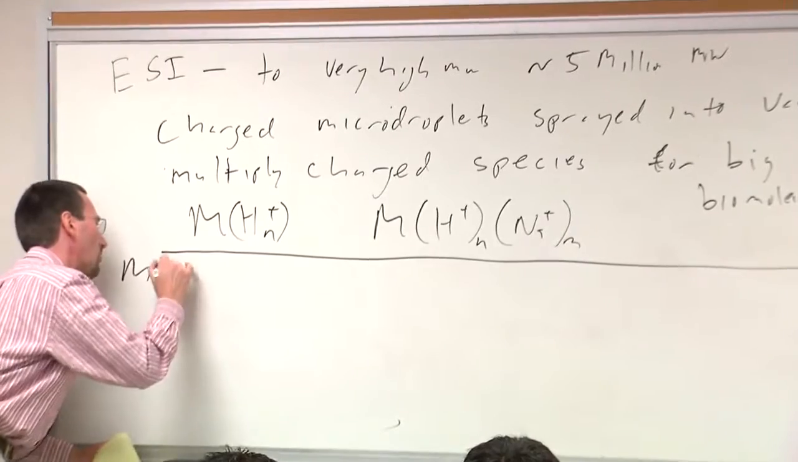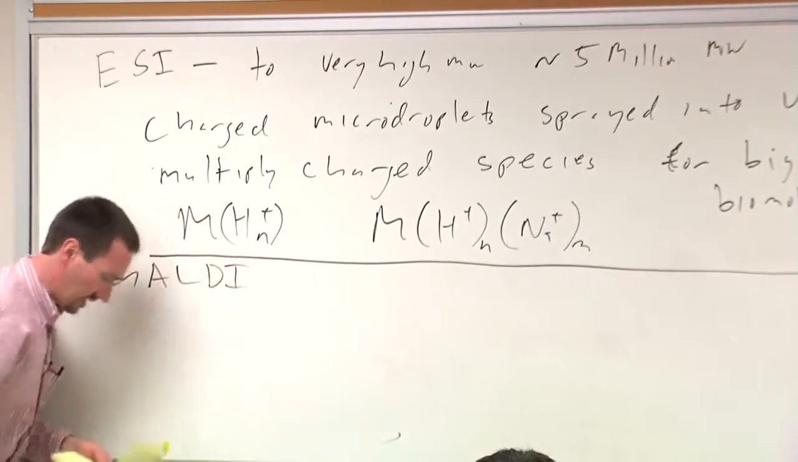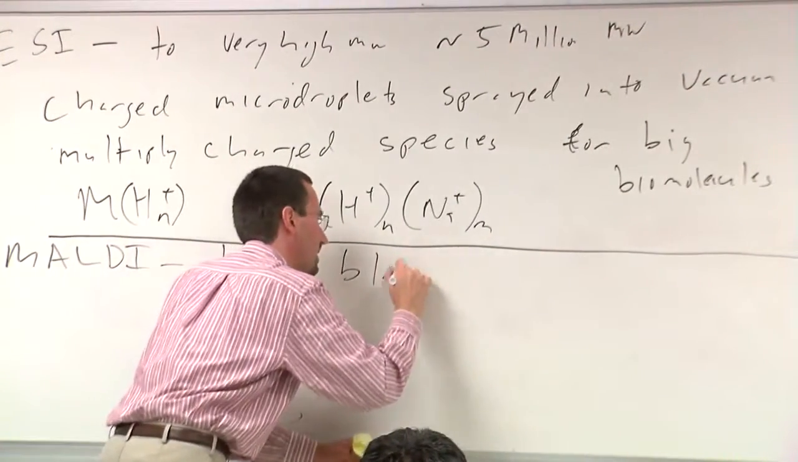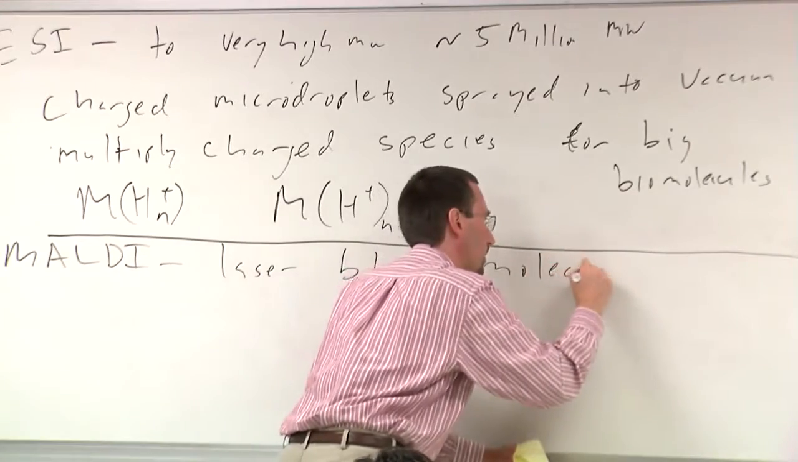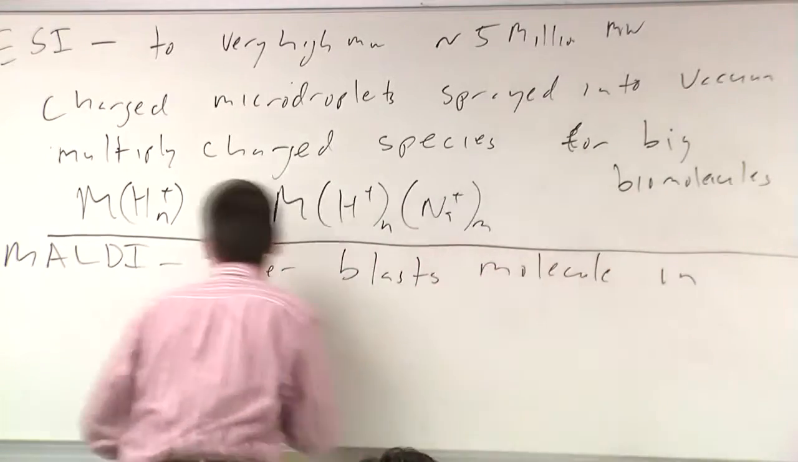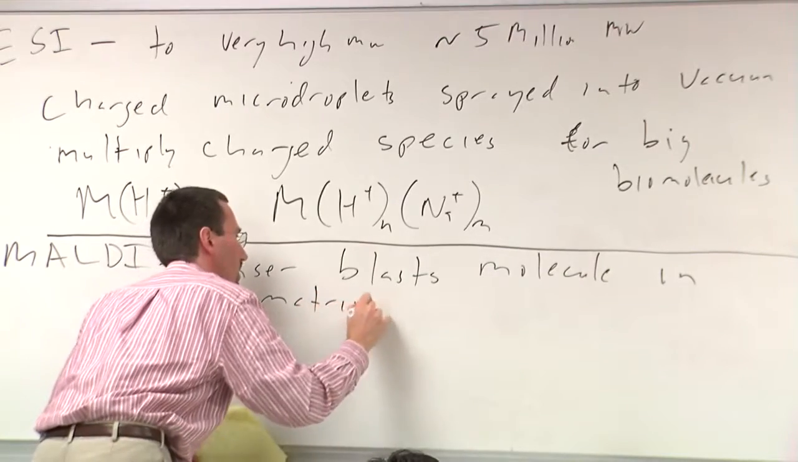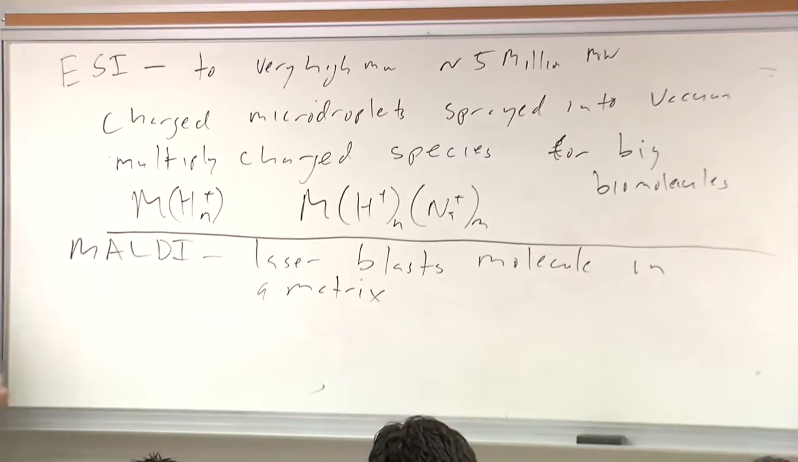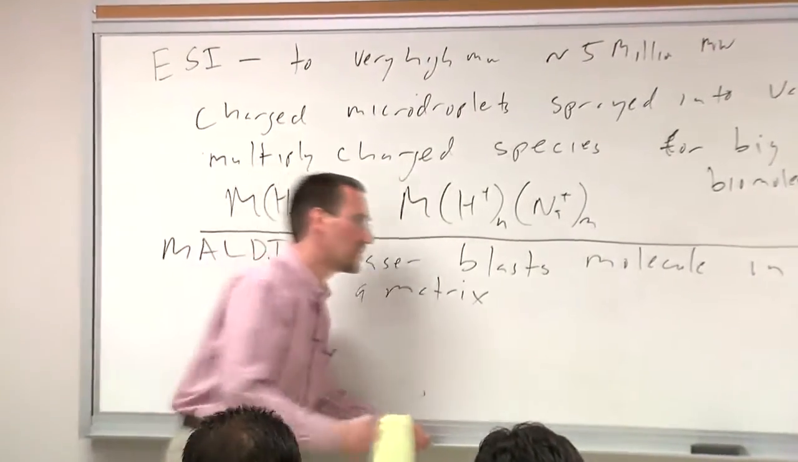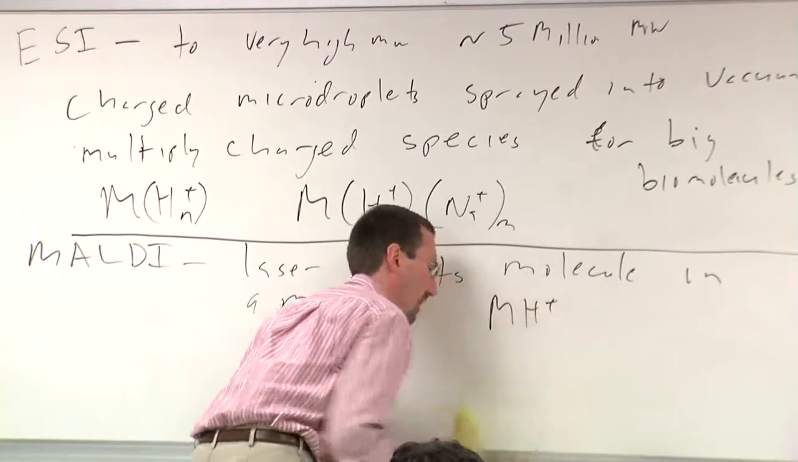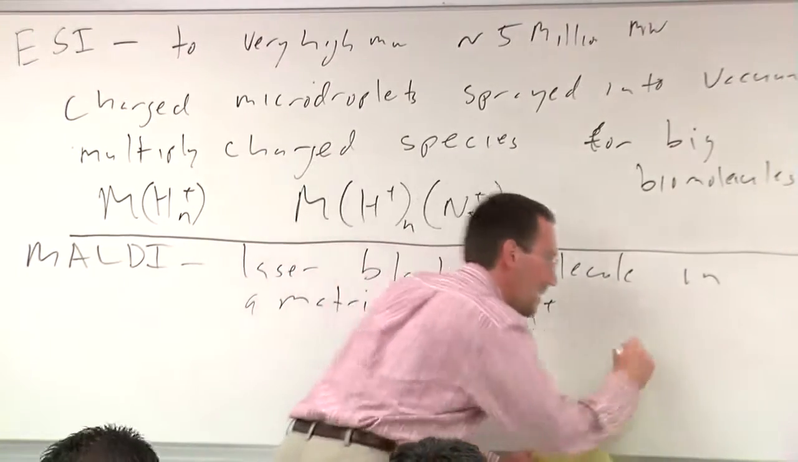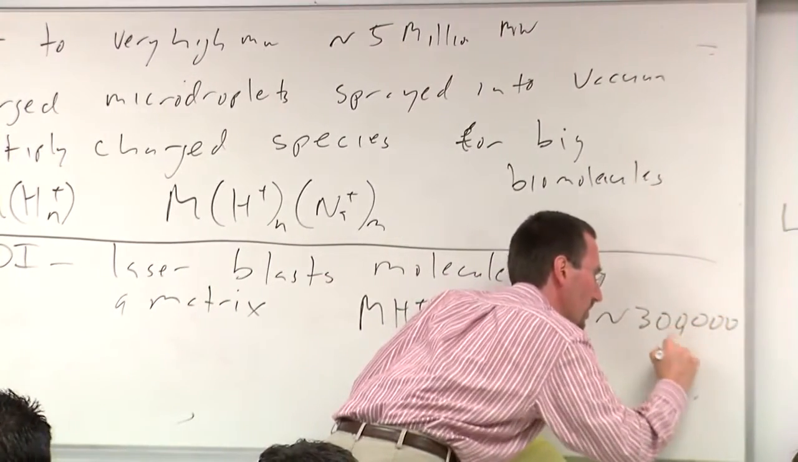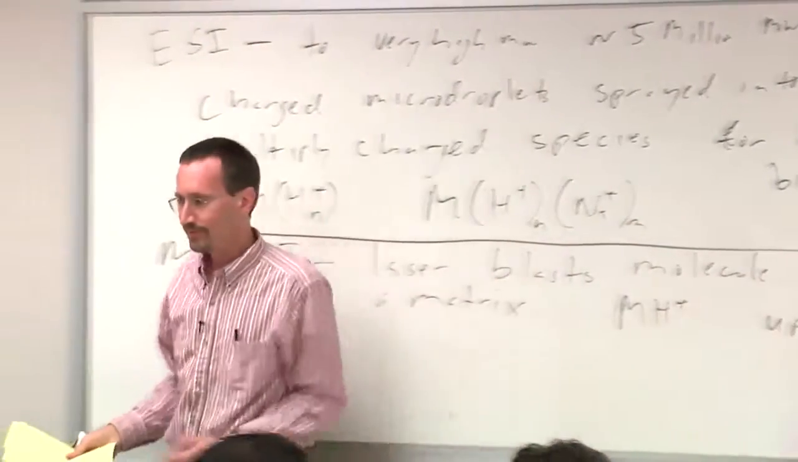Let me just mention MALDI, another technique that John has in his facility. You're using a laser to blast the molecule in a matrix. The matrix is a species with a chromophore that absorbs the laser light. And again, you get protonated molecules, for example MH plus. Again, this is good for very high molecular weight, I'll say up to approximately 300,000 molecular weight, but again, very, very large.